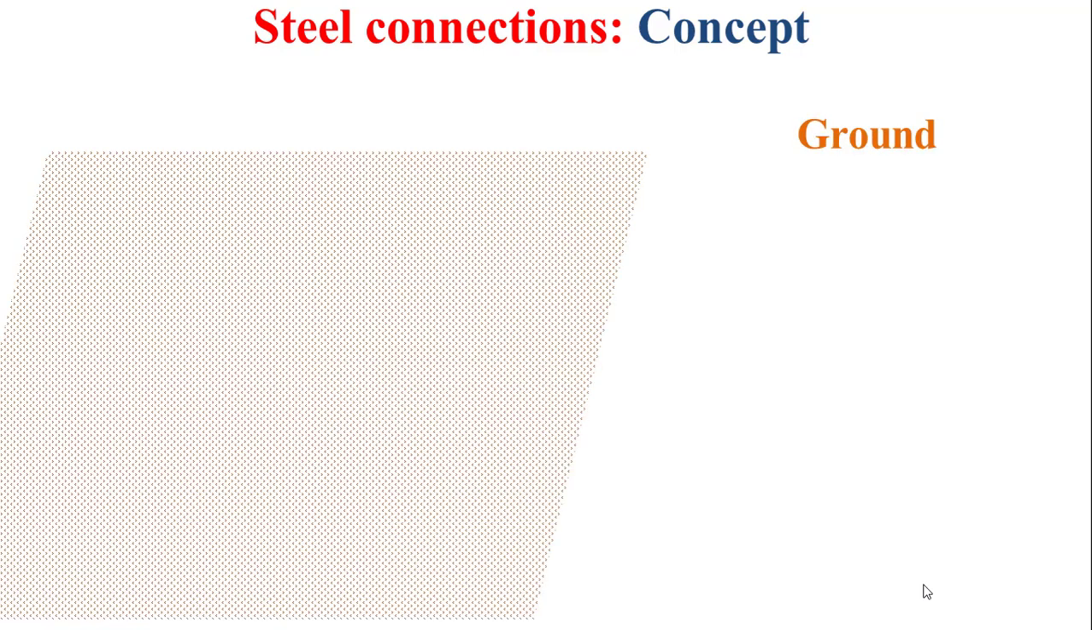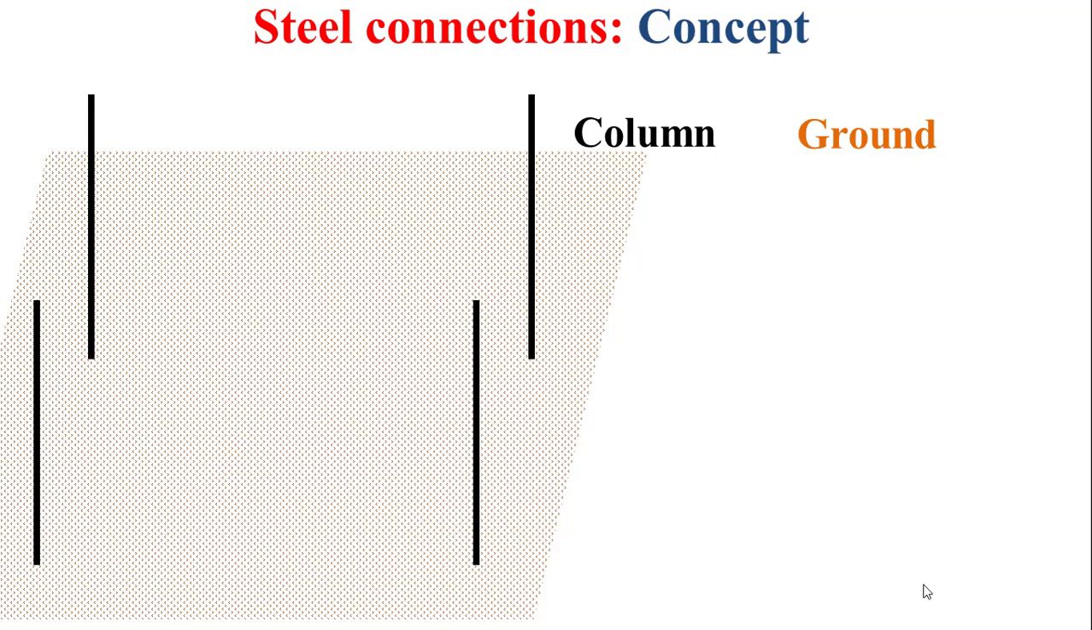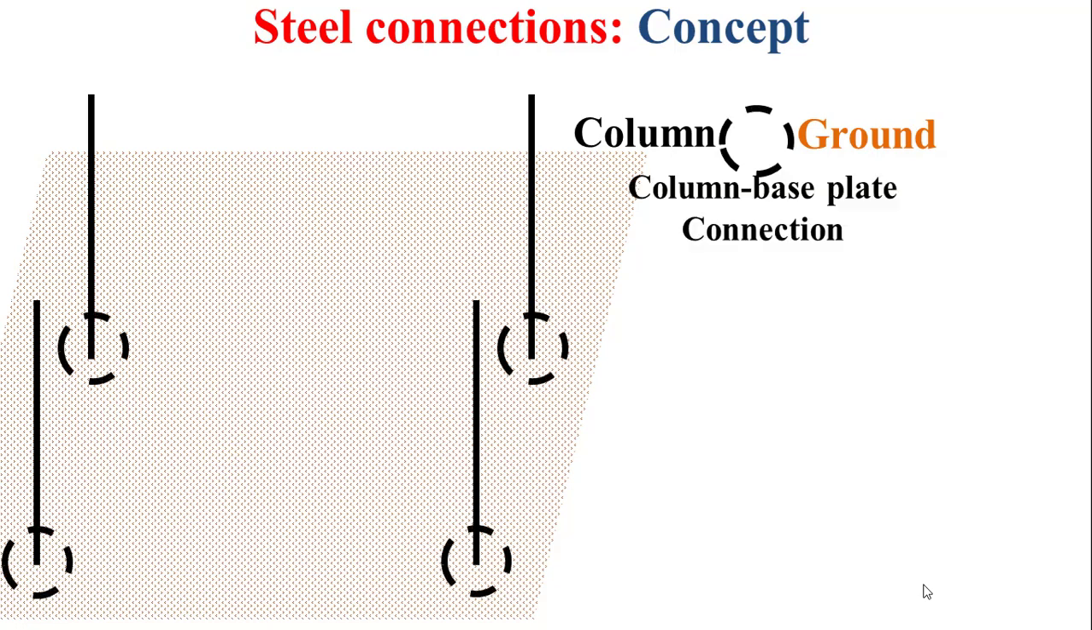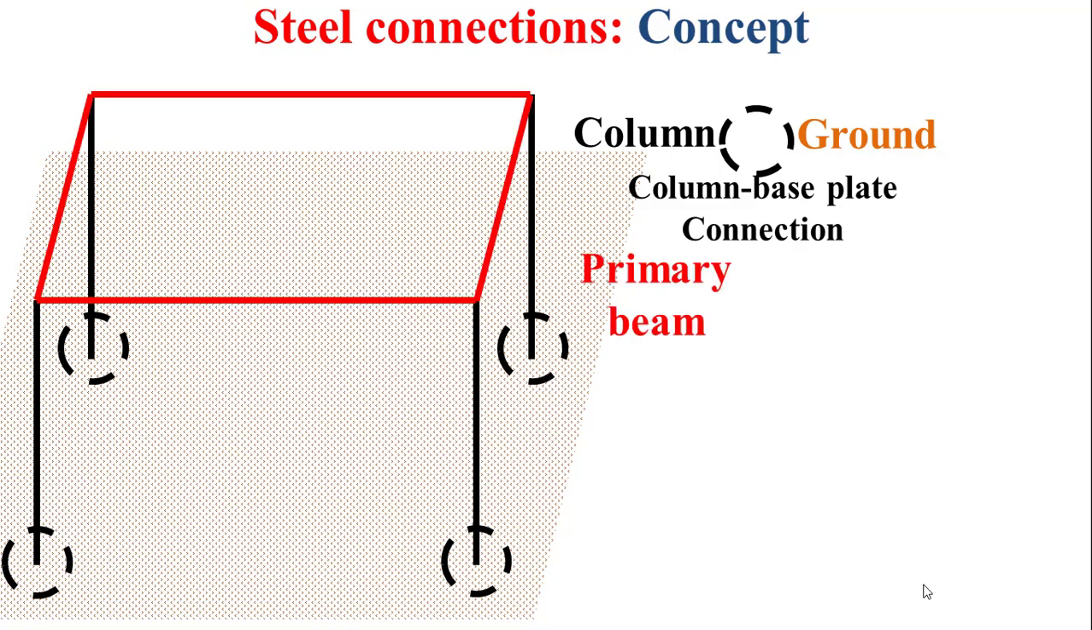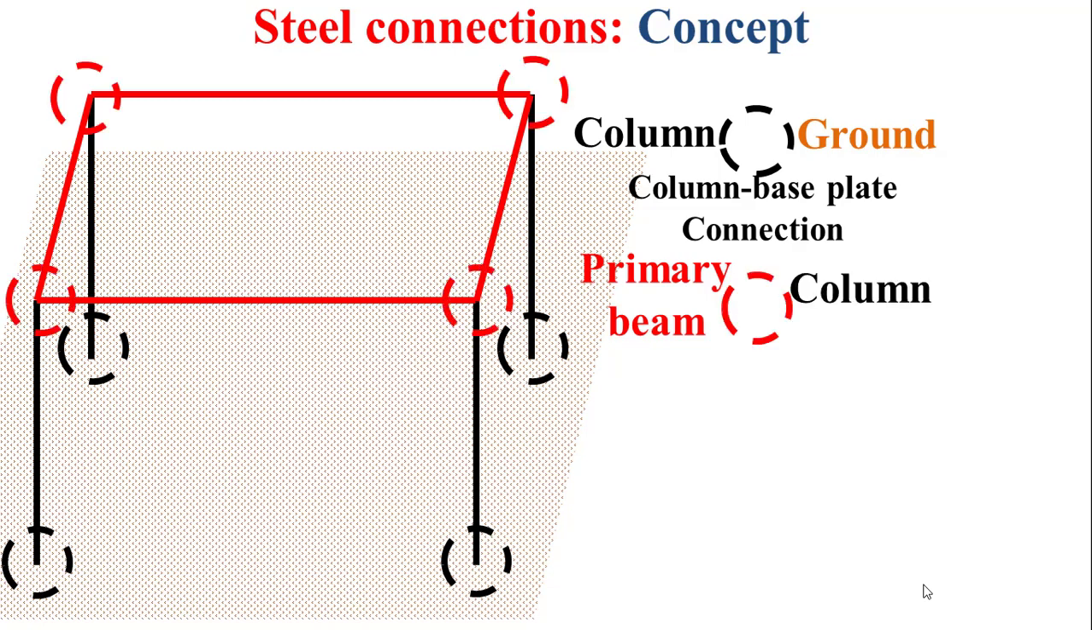So let's consider ground, and on this ground we have columns as vertical members of the considered steel frame. These columns should be connected to the ground using column base plate connections. Let's consider also primary beams as horizontal members of the considered steel frame. These primary beams should be connected to the columns using column beam connections.